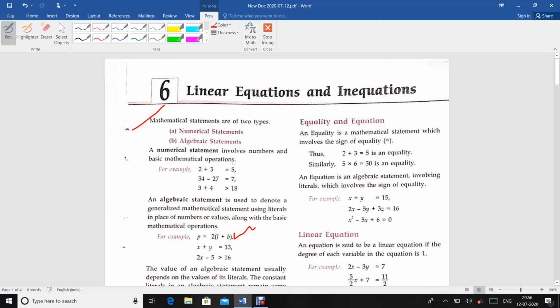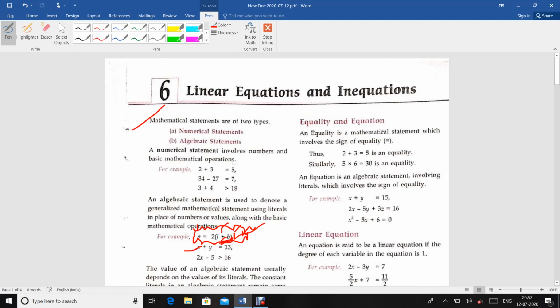As it is seen here, P is equal to 2 of L plus B. Now here P is the variable and L is also the variable, B is also the variable, and these are connected with the mathematical operation that is plus. So we can say that it is an algebraic statement because these are the literal factors with the mathematical operation. So this is an algebraic statement.